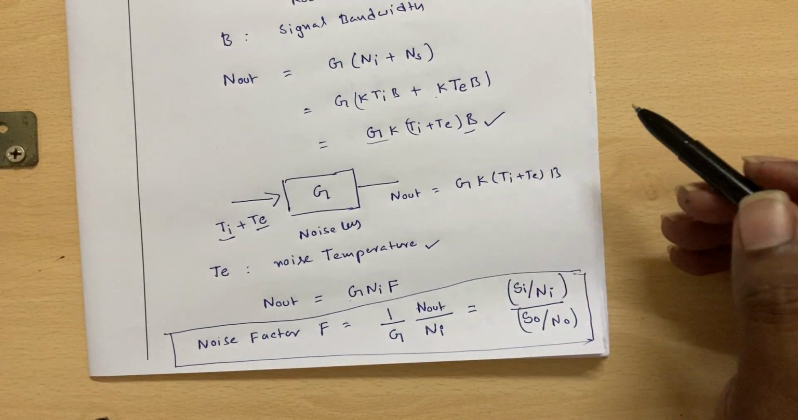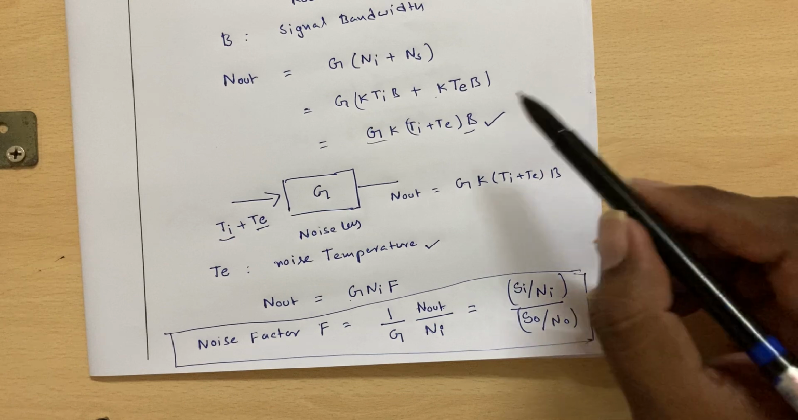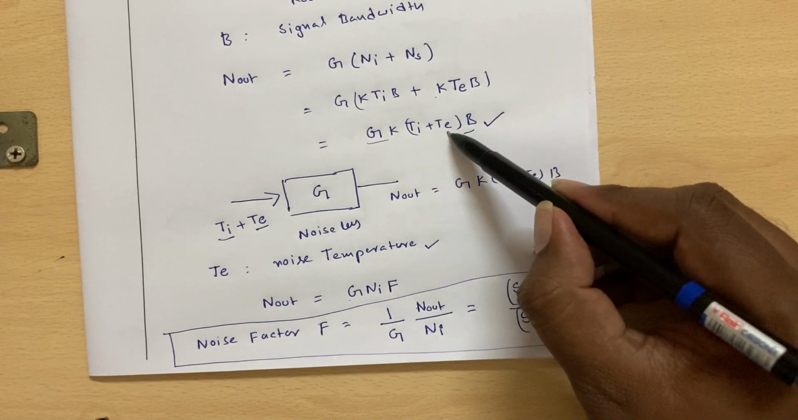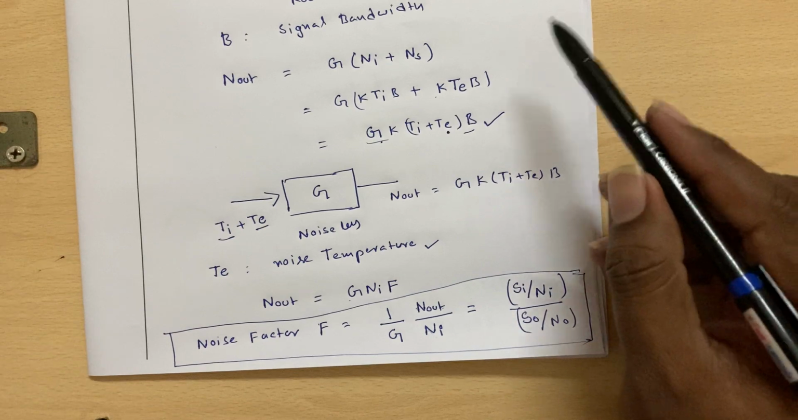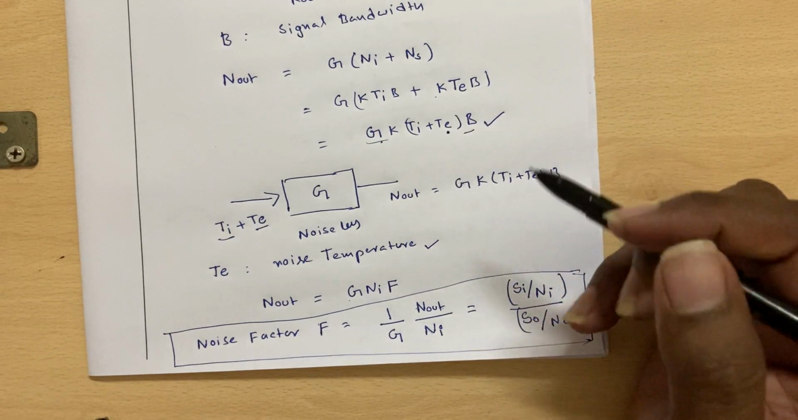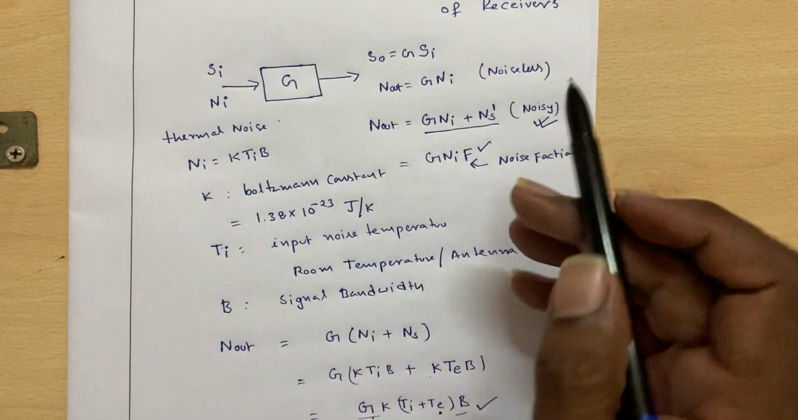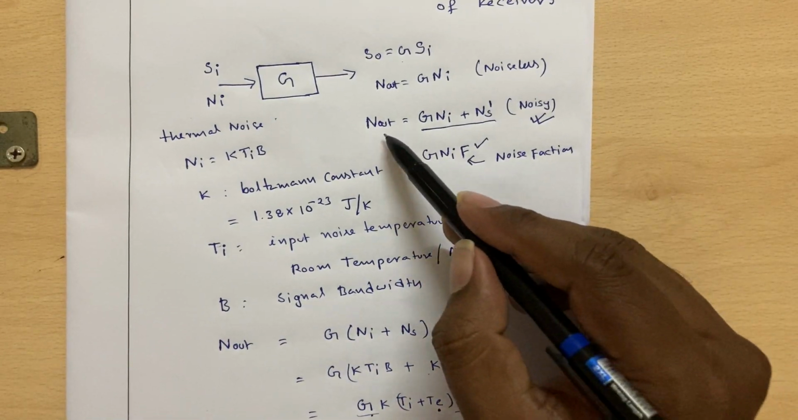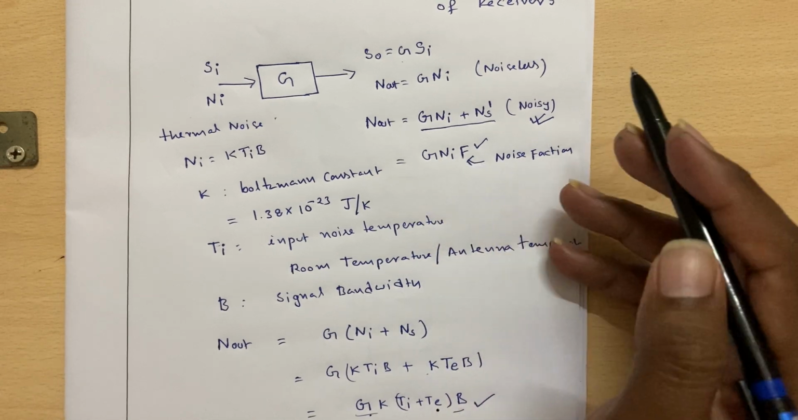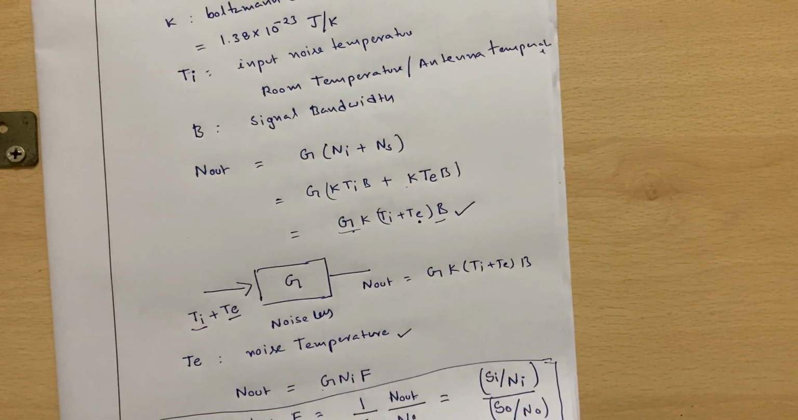If the block is a noiseless block, T will be 0 and output power will be just G into Ni. And if it is a noiseless block, F will be equal to 1, right? So output power will be just G into Ni with no additional noise generated by its own. So if F is equal to 1, the output SNR and input SNR are the same. It means the block is not introducing any additional noise to the output. So this is the case we discussed for both noise temperature and noise factor.